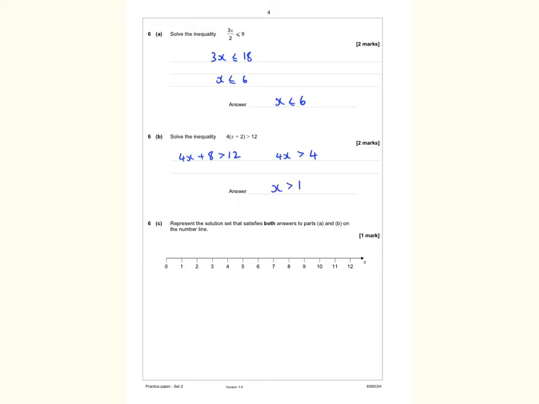Okay, so question 6c now is represent the solution set that satisfies both answers to part A and part B on the number line. So part A was x is less than or equal to 6, and less than or equal to we represent with a full coloured in dot, and part B was x is more than 1. Okay, and this is the open circle that we use. So open circle at 1, a closed circle at 6, and we draw a line to show that it's all the numbers in between 1 and 6.